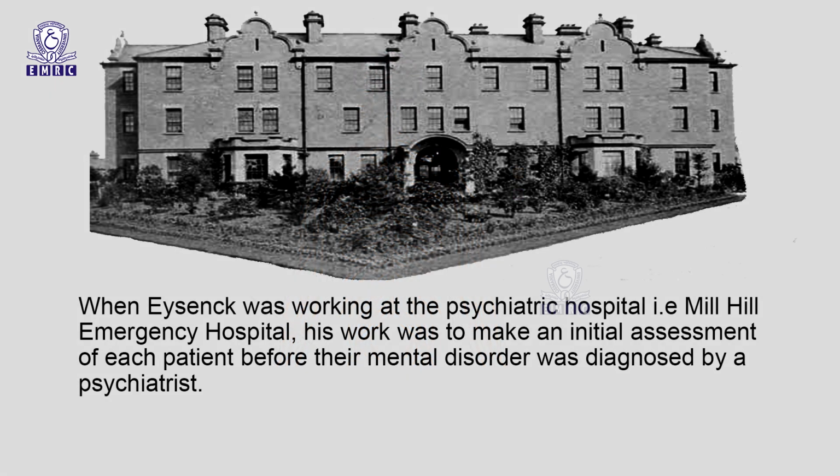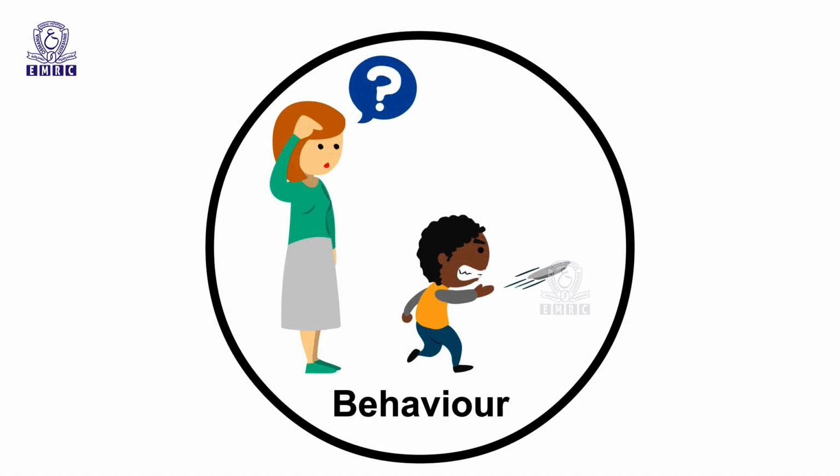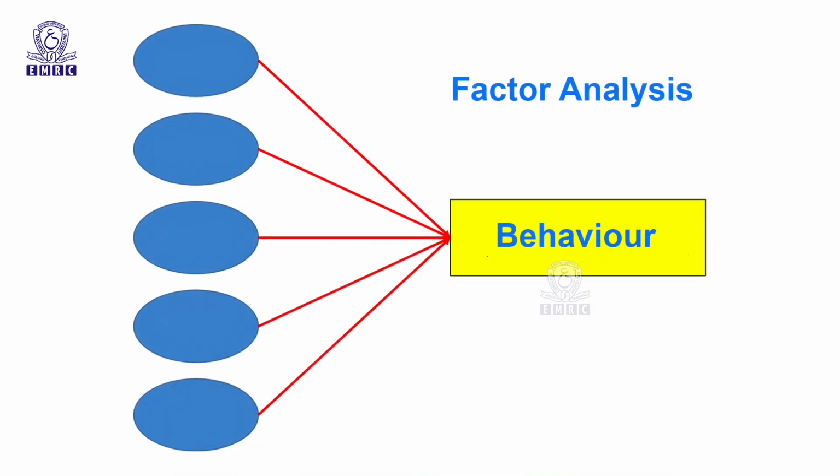When Eysenck was working at the psychiatric hospital, that is Mill Hill Emergency Hospital, his work was to make an initial assessment of each patient before their mental disorders were diagnosed by a psychiatrist. Through this, he compiled a battery of questions about behavior, which he later applied to 700 soldiers who were being treated in the hospital. He used a technique called factor analysis.